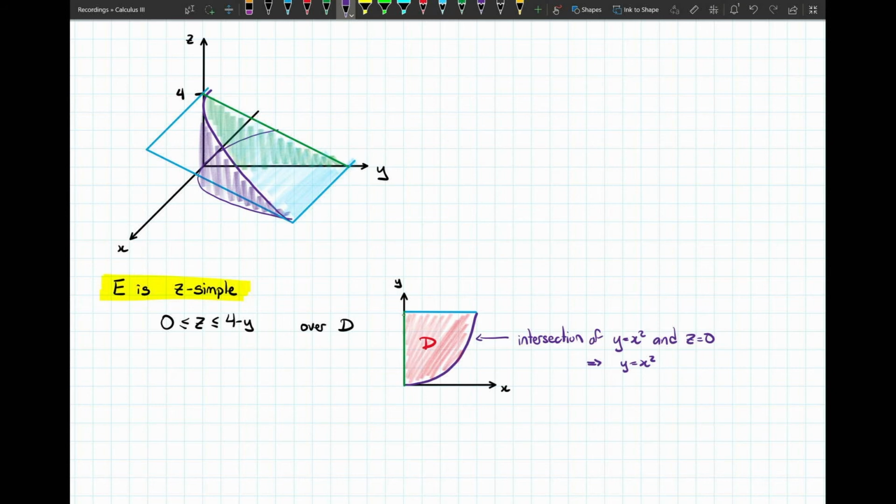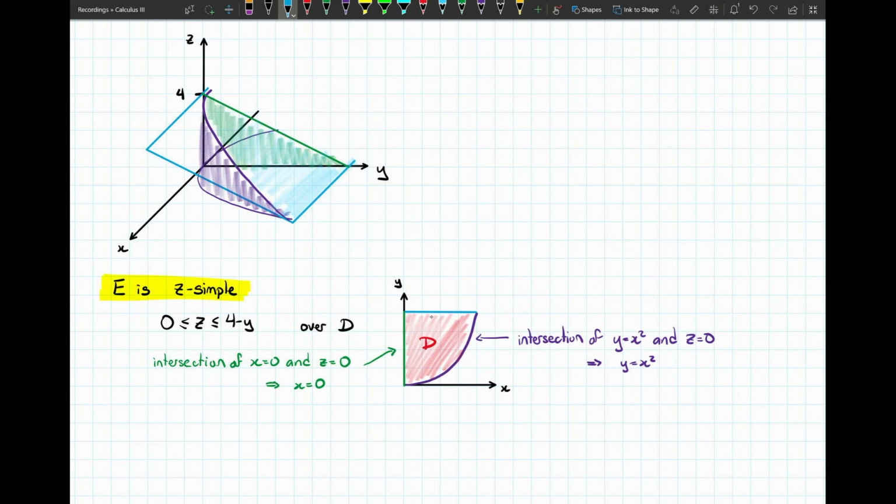Now, what about this green line? That green line there corresponds to the intersection of the yz plane and the xy plane. So that's really just the intersection of x equals 0 and z equals 0. On the xy plane, well, that's just x equals 0. And you may not actually have to word that as the intersection of two surfaces if you already realize that x equals 0 is the boundary here.